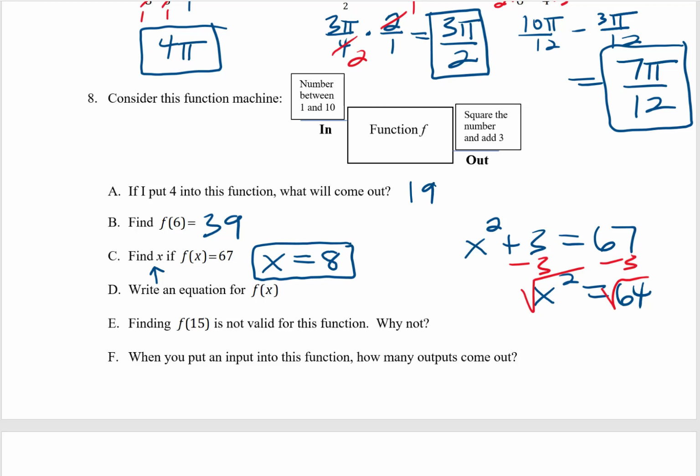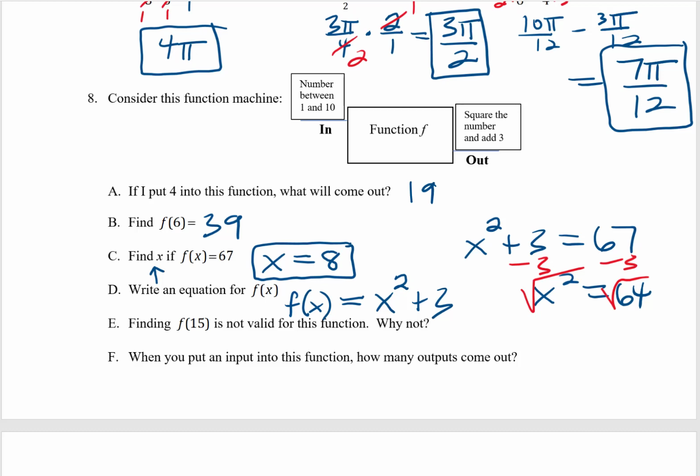Write an equation for the function. Well, we essentially did that in the last problem. My equation, my f of x is like y, is simply x squared plus 3. In other words, what this function does is it takes x's, squares them, and then adds 3.